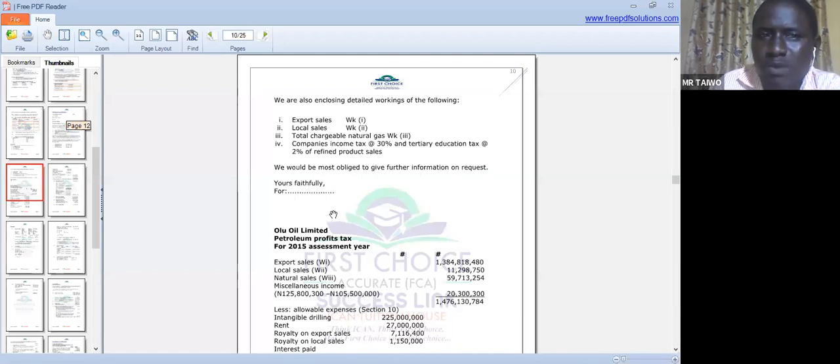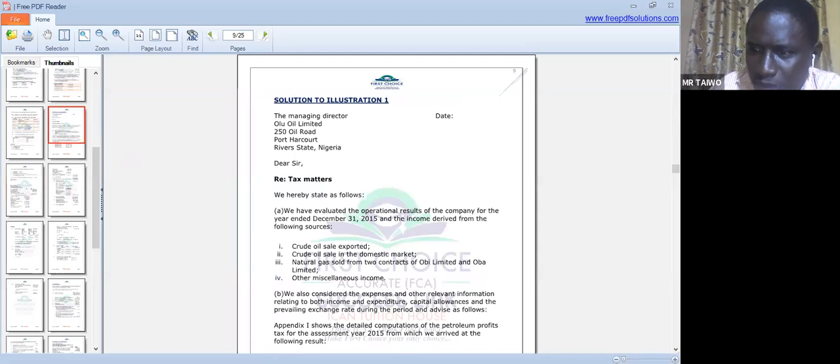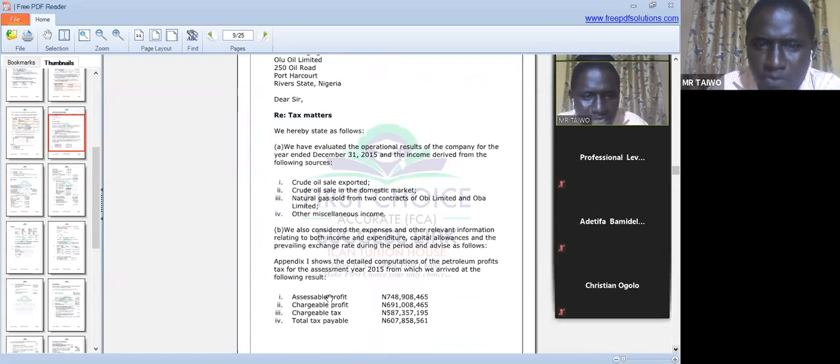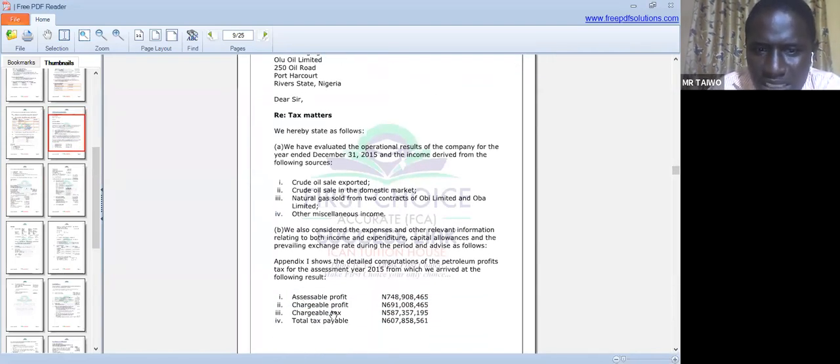So you can now see, based on what you have submitted, your answer has actually been highlighted. The chargeable profit, the chargeable tax, and the tax payable. All these have been highlighted in your advice, and that solves the question. I hope you're getting that now. Okay. If you have any question, you can ask me, please.